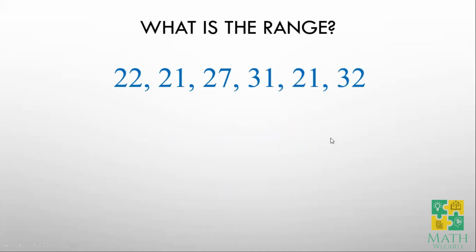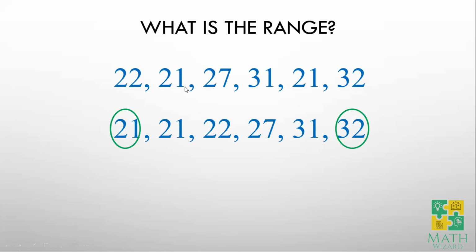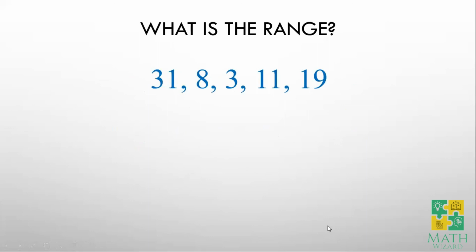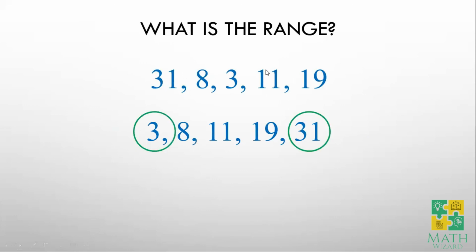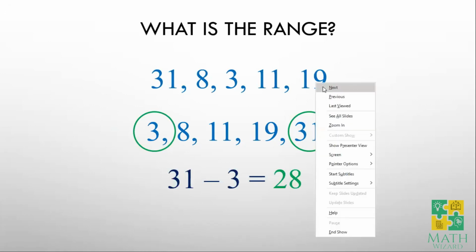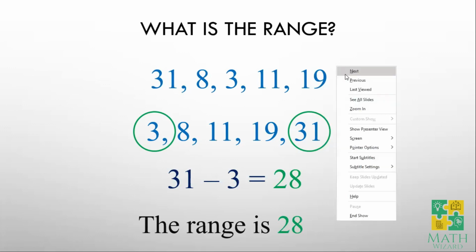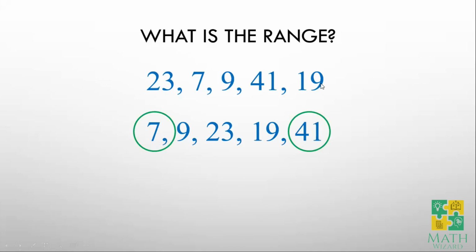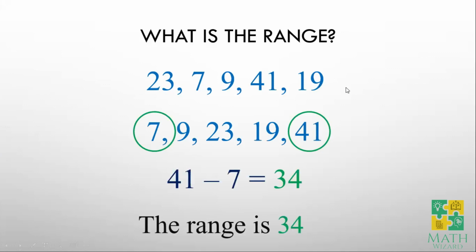How about this one? What is the range for the set of numbers? 21 is the least, 32 is the greatest number. We subtract them together. That's why we have 11. Okay, how about this one? What is the range? So we have 3 and 31, that is equal to 28. So the range is equal to 28. Let's have another one. What is the range for this set of numbers? Here, our answer is 34. The range is equal to 34.